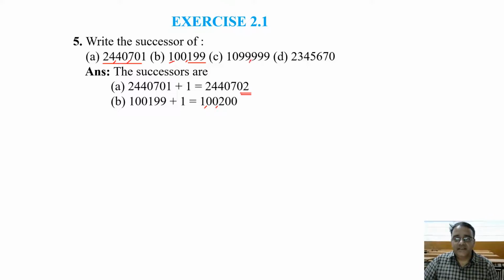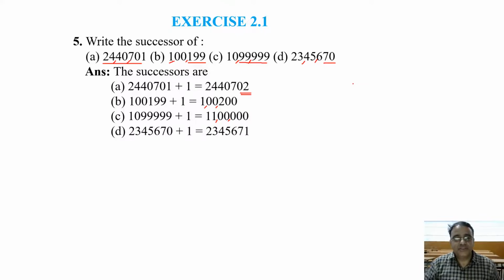Next is 10 lakhs 99,999. If we add 1 to this, so we'll get 1 lakh. ठीक है, यहाँ पे 1 को छोड़ देंगे तो that means 11 lakhs we are going to get. 11 lakhs. Now the last one, 23 lakhs 45,670. So we'll get 671 if we add 1. So this is the first question based on successor. Now we'll see the question based on predecessor.